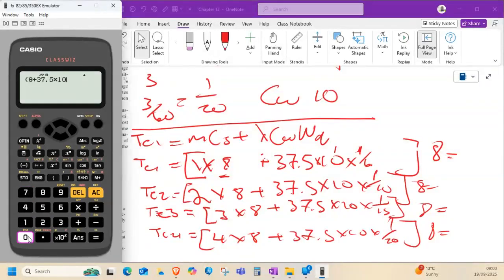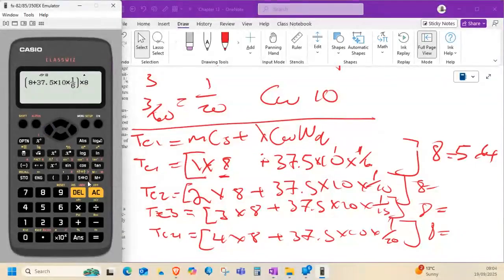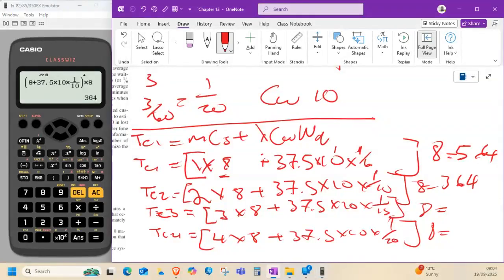37.5 times 10 times 1 over 6 close bracket times how many hours they work? 8 hours. Then that is 564. Then you edit this to a 10. Then you have 364. 364.